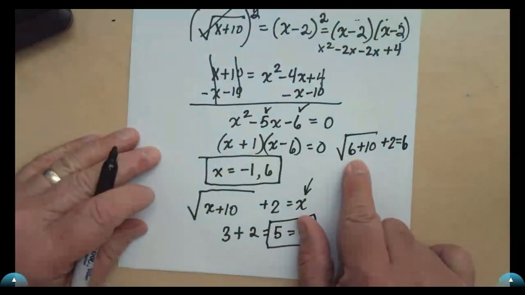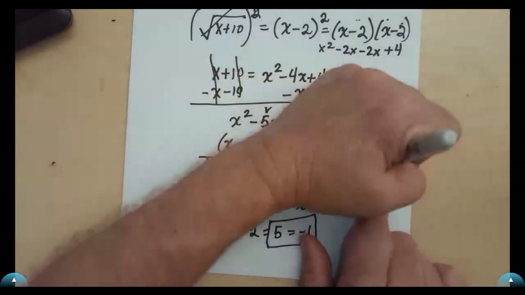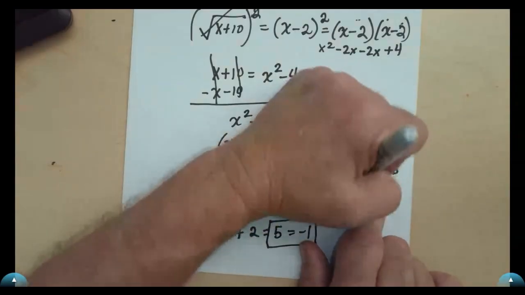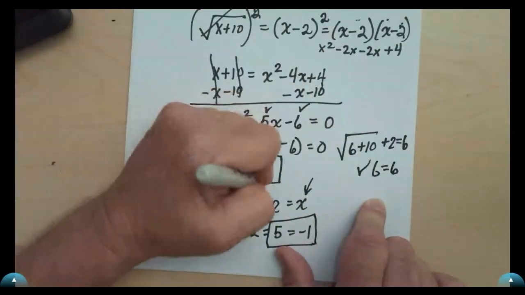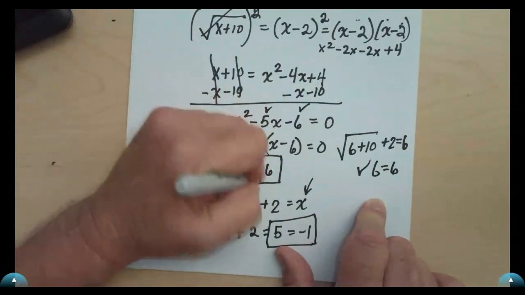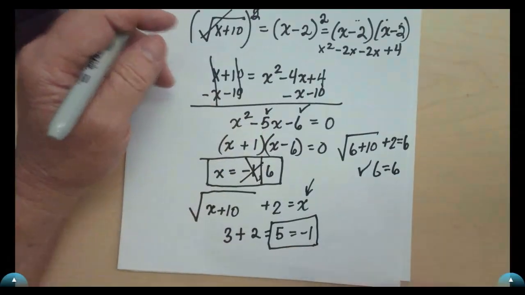6 plus 10 is 16, and the square root of 16 is 4. 4 plus 2 is 6, so I get 6 equals 6. That's a true statement. So 6 worked, but -1 did not work.